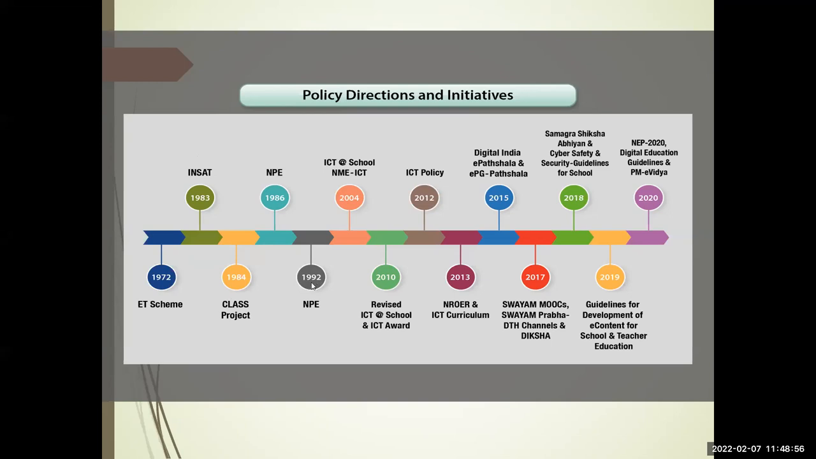Then the Program of Action of NEP 1986 was launched in 1992, then the ICT at School scheme and the National Mission of Education in ICT for Higher Education were launched in 2004. Then in 2010, the ICT scheme was revised and ICT awards were introduced. I can see some of you in the group are ICT awardees also. Then the ICT policy came into being in 2012. Then in 2013, NROER and the ICT curriculum were launched.